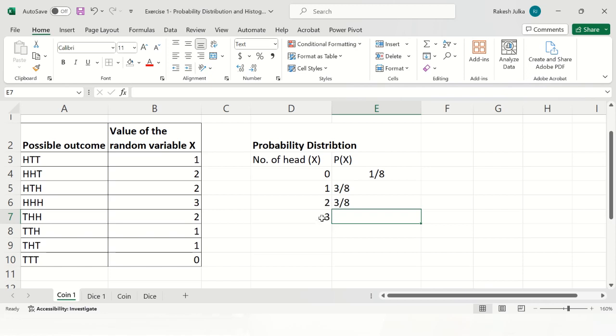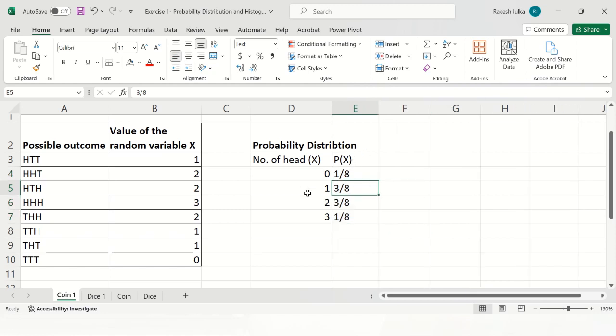Next we have 3, so it means all 3 heads will come. What is the probability in this case? Probability distribution, all 3 heads. So all 3 heads can come, so all 3 heads are here. This can come only one time. So 1 divided by 8. So this is what we have done. So we have here the probability of x.